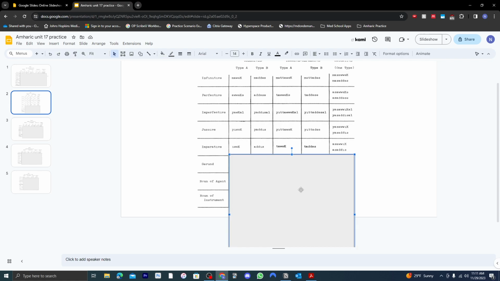Gerund, I think I was okay here. I just threw O's onto the ends of all these imperfectives. Yeah, it would go adiso, tawiko, tadiso, asawiko, adistaso. Yeah. Okay, noun of agent.